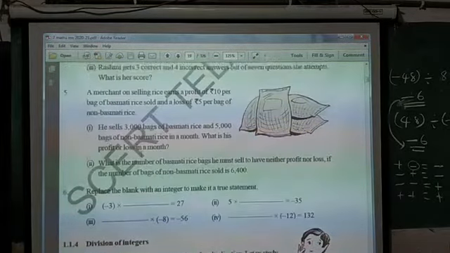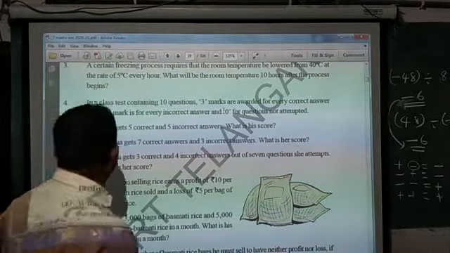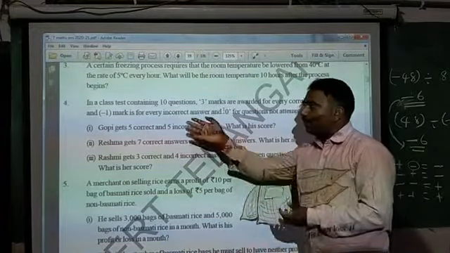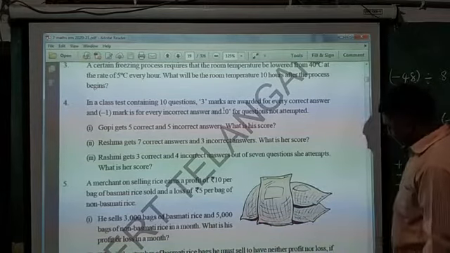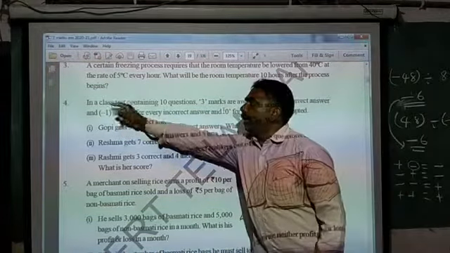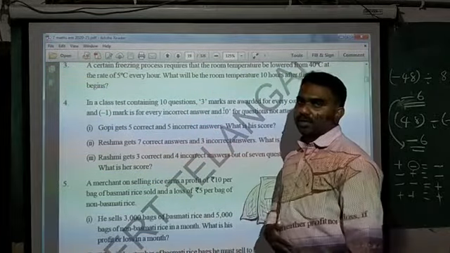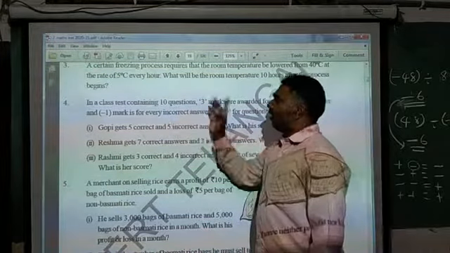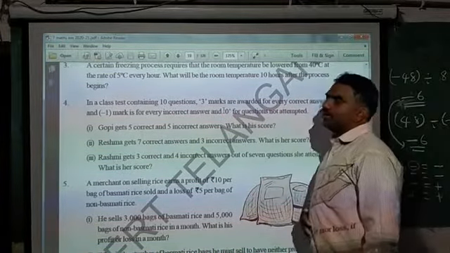Okay, now when you are continuing, you see that fourth question. First of all, I will explain this. After the explanation, I will write on the board and do it. See what the fourth question is. You also watch the textbook while I am reading. See, in a class test containing 10 questions, means the teacher conducted one test. In that, how many questions are there? 10 questions are there. 3 marks are awarded for every correct answer.